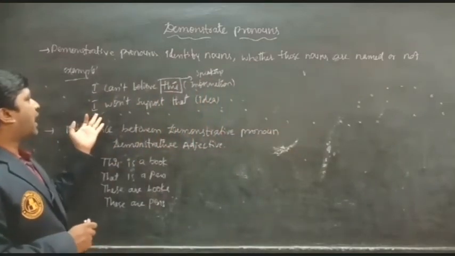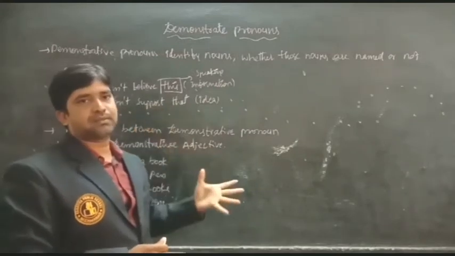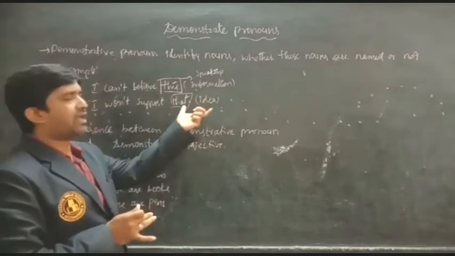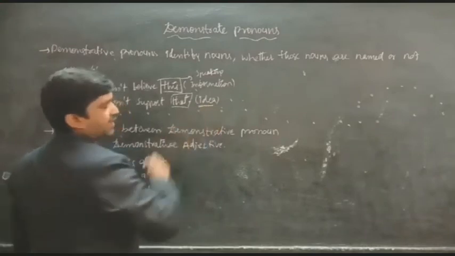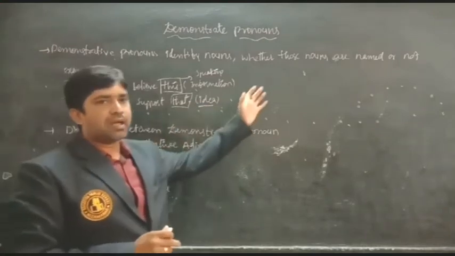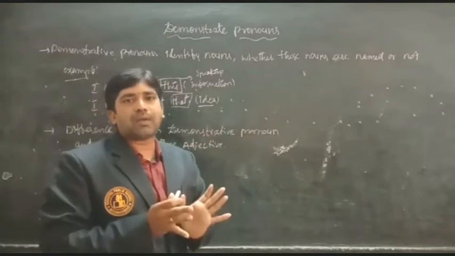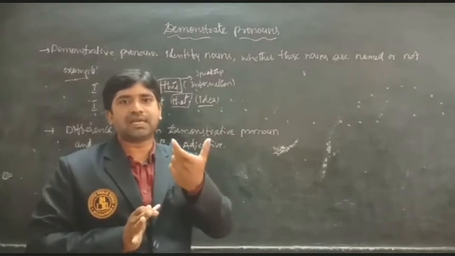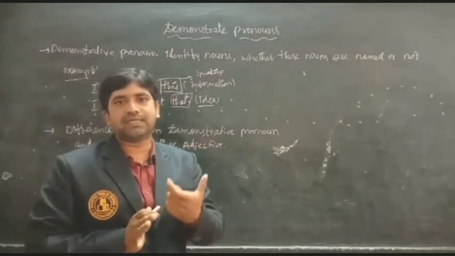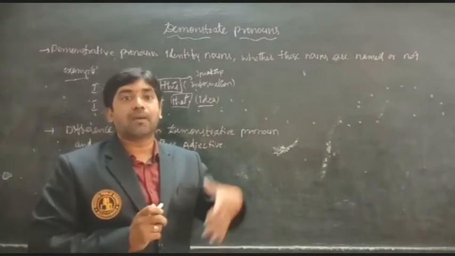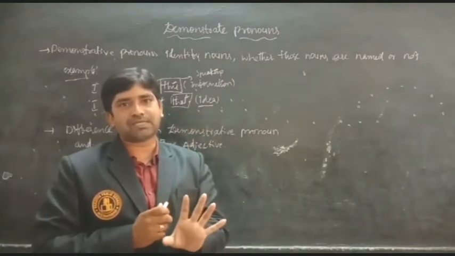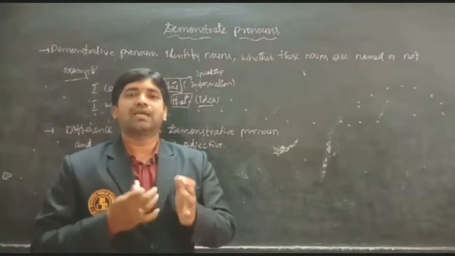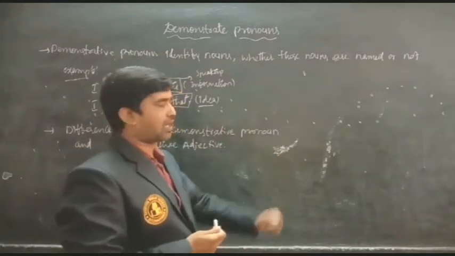Here see another example, I won't support that. Here, I won't support that. This is also identifying a noun, that is, an idea. I can't understand this lesson. I am speaking about this lesson. I couldn't understand this lesson in previous days. By your examples and with your explanation, I understood this easily. We are using it in this way.